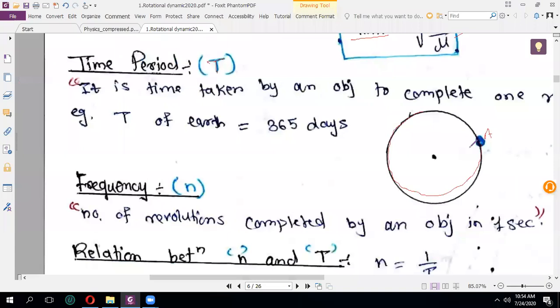That time is called time period. Similarly, the earth is moving around the sun. So the time required to complete one revolution is 365 days. Understood? This is called time period.